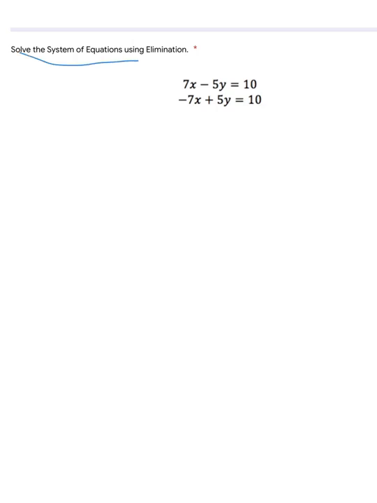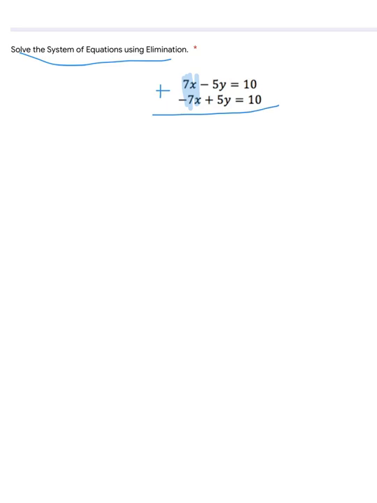So it's going to say solve the system of equations using elimination. And we're familiar with elimination. We know we can add or subtract our equations together to eliminate a variable, and preferably we want to add when possible. Now in this case, we'll look at our variables. We have our x terms here, 7x and negative 7x. Those are opposites, positive 7x and negative 7x. So I know I can add my equations together to eliminate those x variables.